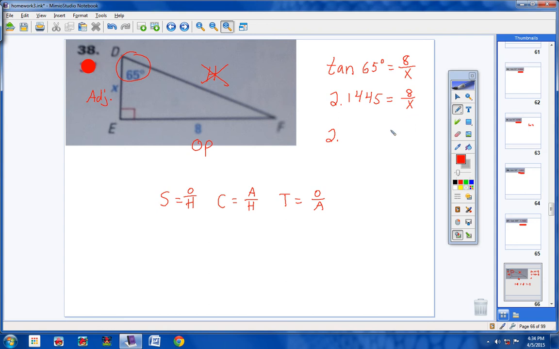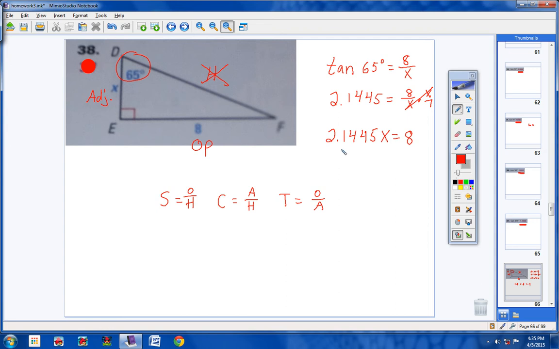Mr. Earhart, how'd you know to multiply by x? Guys, whatever the bottom of your fraction is, multiply both sides by that thing, whether it be a variable or a number. So the bottom of my fraction is x. Multiply both sides by x. So on the left side I have 2.1445x. If I multiply this side by x, 8 over x times x over 1, your x's cancel, leaving you with 8.